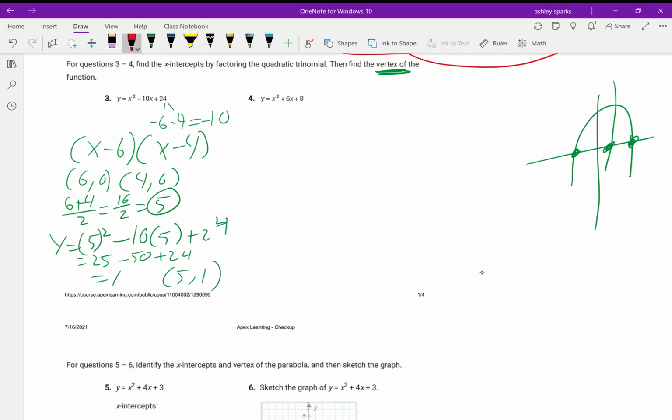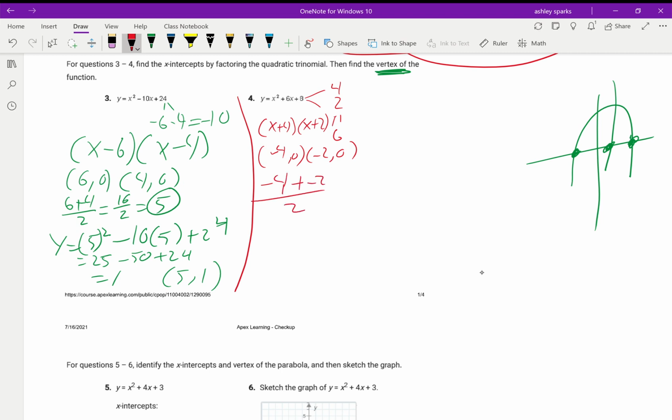And we'll get into graphing this, and you'll see it a little more clearly in a second, but I'll do this one really fast. This would be 4 and 2. If I add those together, that equals out to that 6 in the middle. So I'd have x plus 4, x plus 2. I'm going to change my sign, so negative 4, comma 0, and negative 2, comma 0. Now I need to find half that distance, so negative 4 plus negative 2 divided by 2. Negative 4 plus negative 2 would give me negative 6 over 2, which is negative 3.